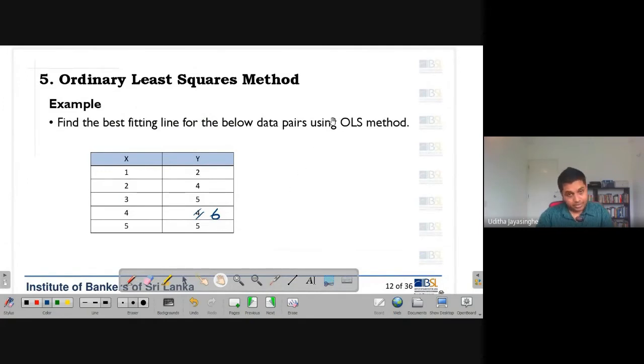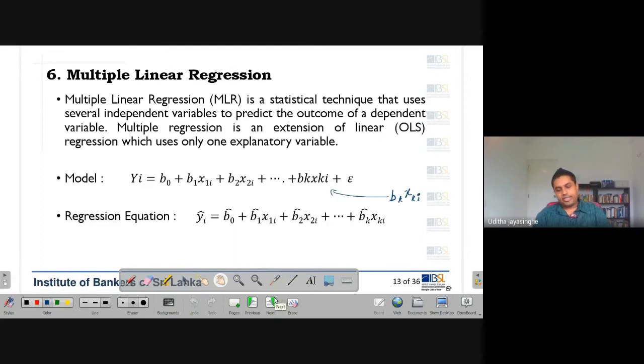Pretty much simple, but for an exam question, I would say never seen it so far, but could be tested at any time. So practice on your own, be familiar with the calculator, how to use it, and be very methodical and do a nice table so you won't get lost in between. Okay, that's the end of our simple linear regression.